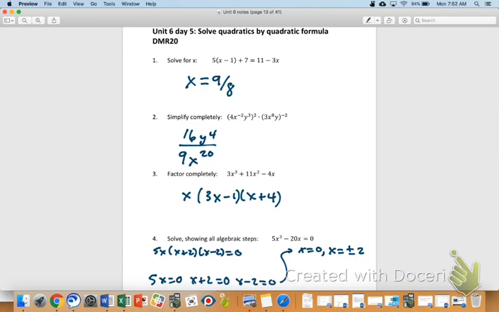Keep in mind that 3 to the negative 2 is not negative 9. That's a 9 in the denominator. You can go over that one if you want. Three can go into 12.